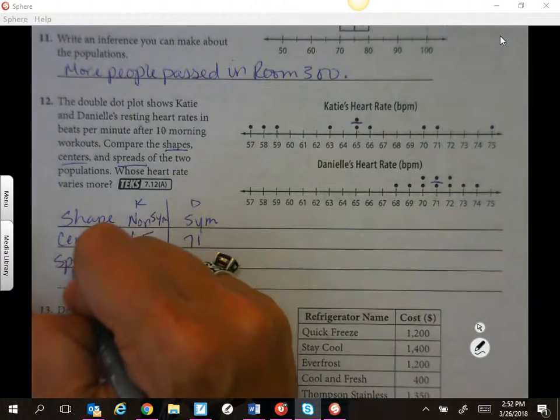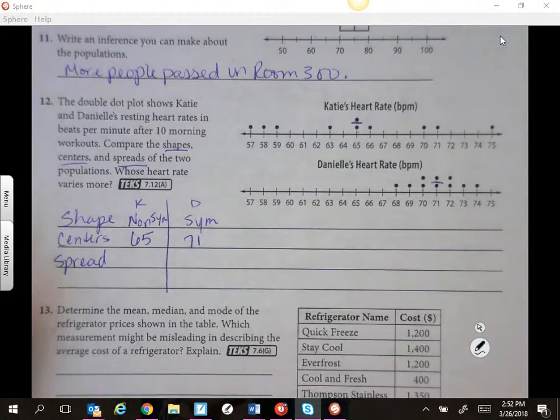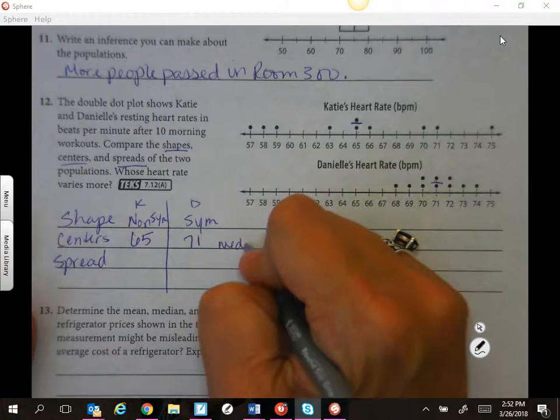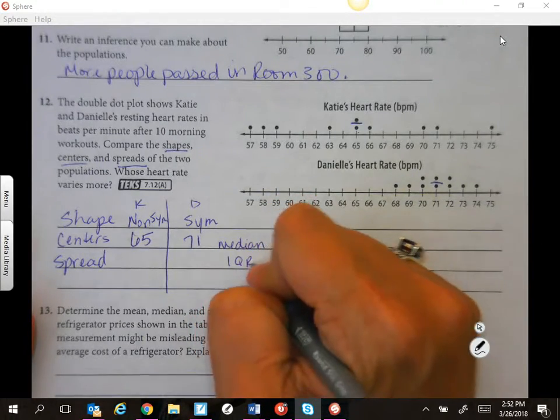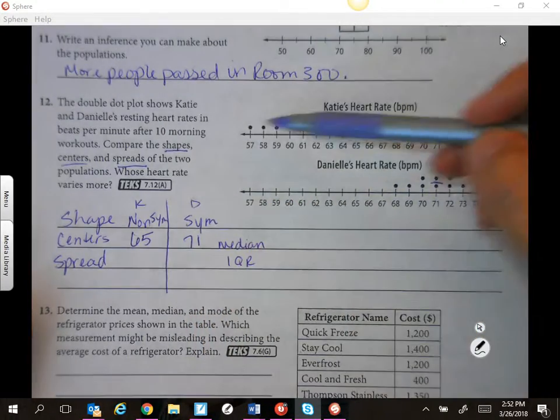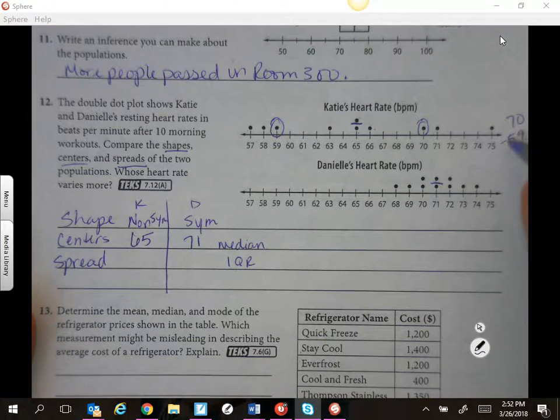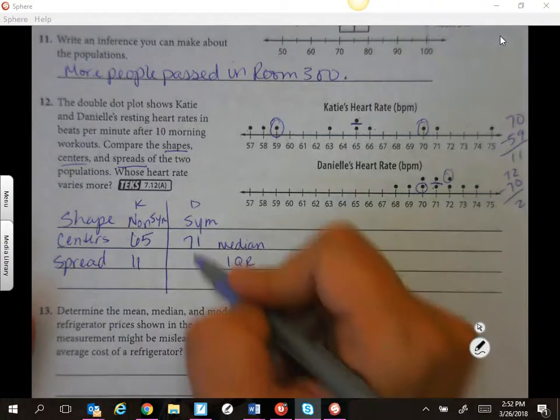Spread, if you recall, when we talk about the spread, we're looking at the IQR. So if you wanted, you could make a note. This is median, this is IQR. So we're going to have to go back. 1, 2, 1, 2, lower quartile. 1, 2, 1, 2, upper quartile. So we can say 70 minus 59 is 11. And here, 1, 2, 1, 2, 1, 2, 1, 2. 72 minus 70, of course, we can do in our head as 2.